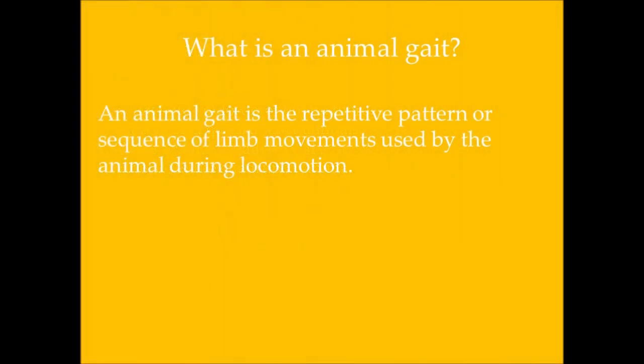What is an animal gait? An animal gait is the repetitive pattern or sequence of limb movements used by the animal during locomotion. Individual gait patterns may vary between different species, with gaits generally not being exclusive or specific to a species.